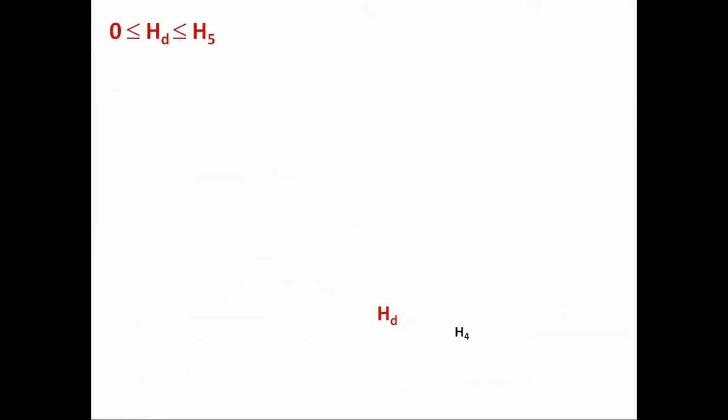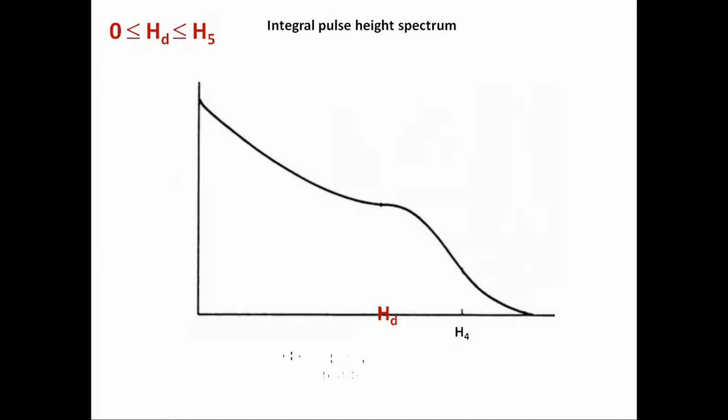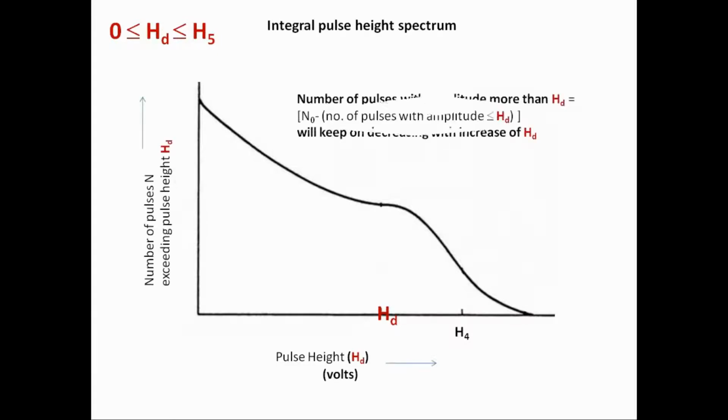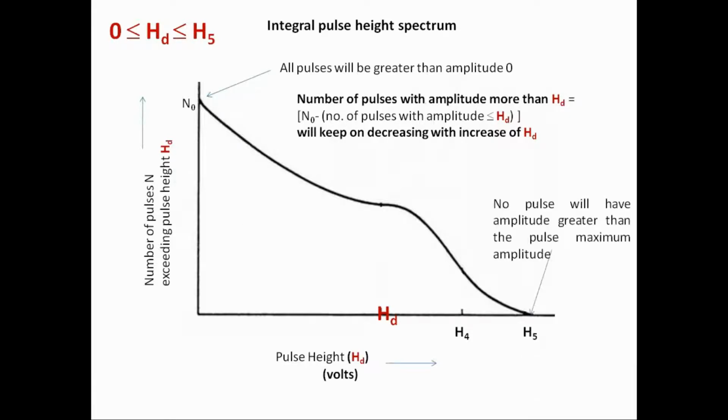Assuming that HD can be varied between 0 and H5 as shown in the figure, a series of measurements can be carried out in which the number of pulses n per unit time is measured as HD is changed through a sequence of values between 0 and H5. This series of measurements is just an experimental determination of the integral pulse height distribution, and the measurement counts should lie directly on the curve as shown in this figure.